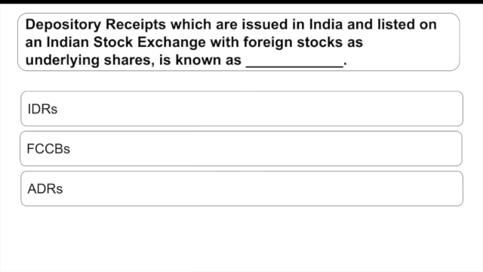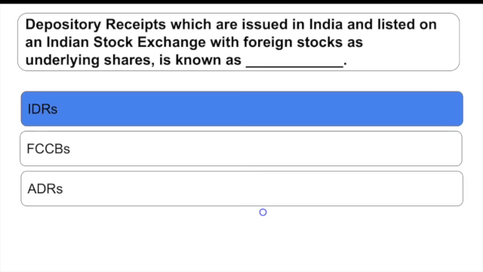Going to the next question, depository receipts which are issued in India and listed on the Indian stock exchange with foreign stocks as underlying shares is known as. Options are A. IDR, B. FCCBs, C. ADRs. So the correct answer is IDR, that is the Indian Depository Receipts.